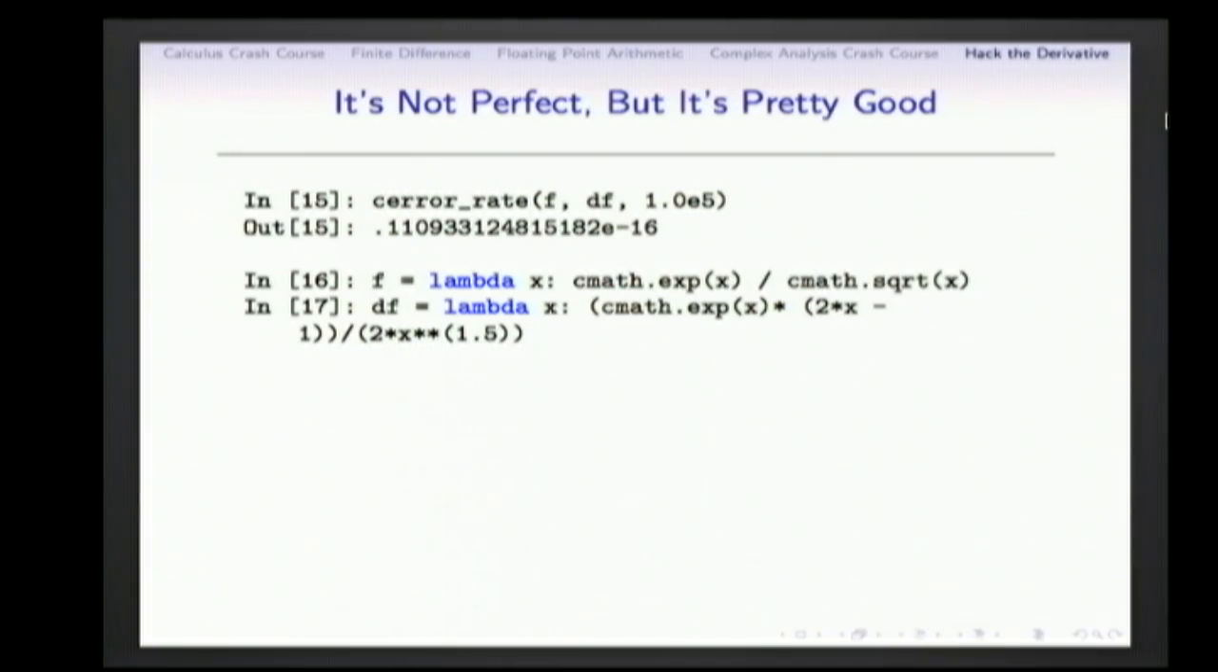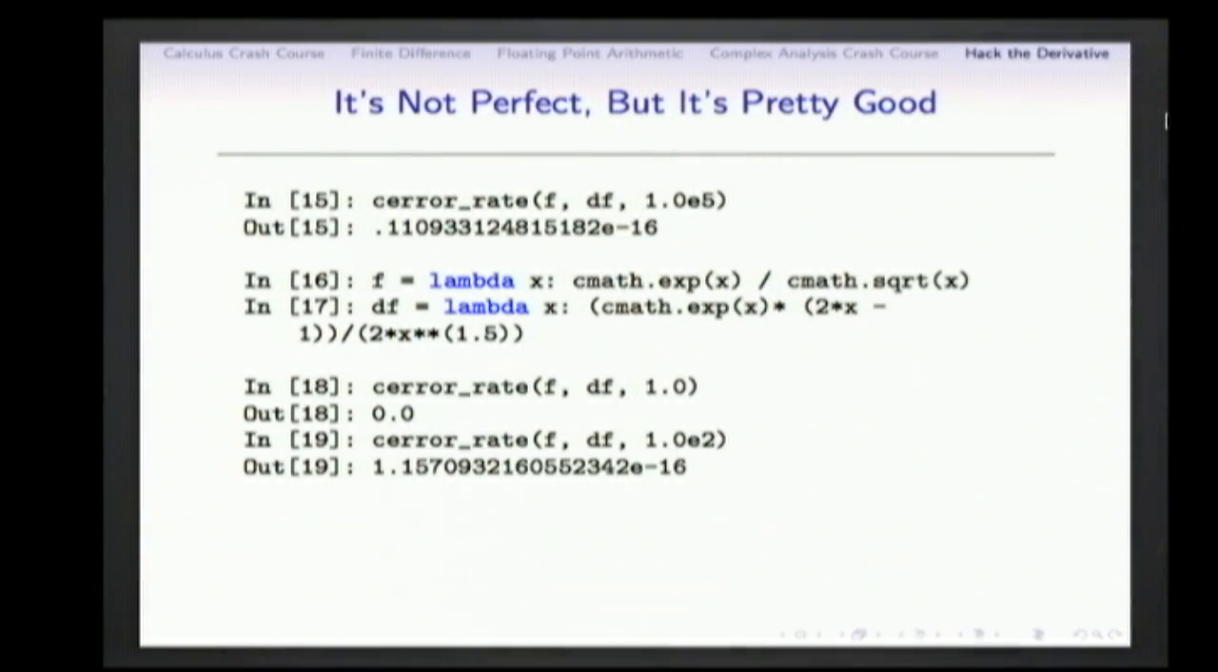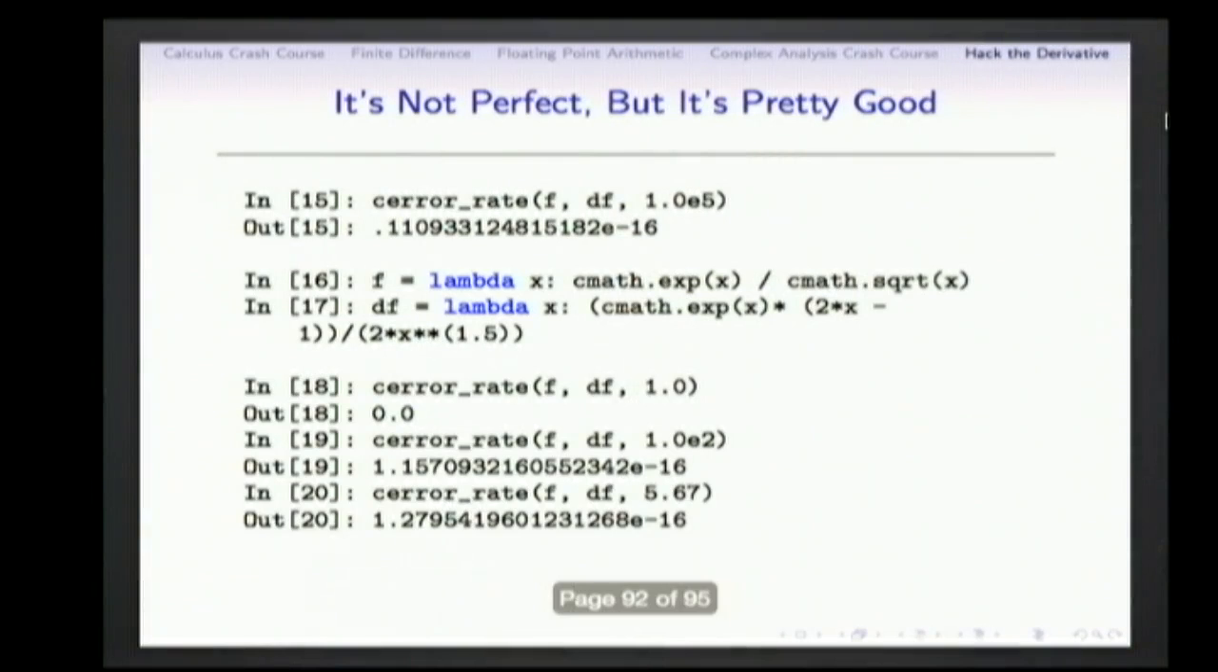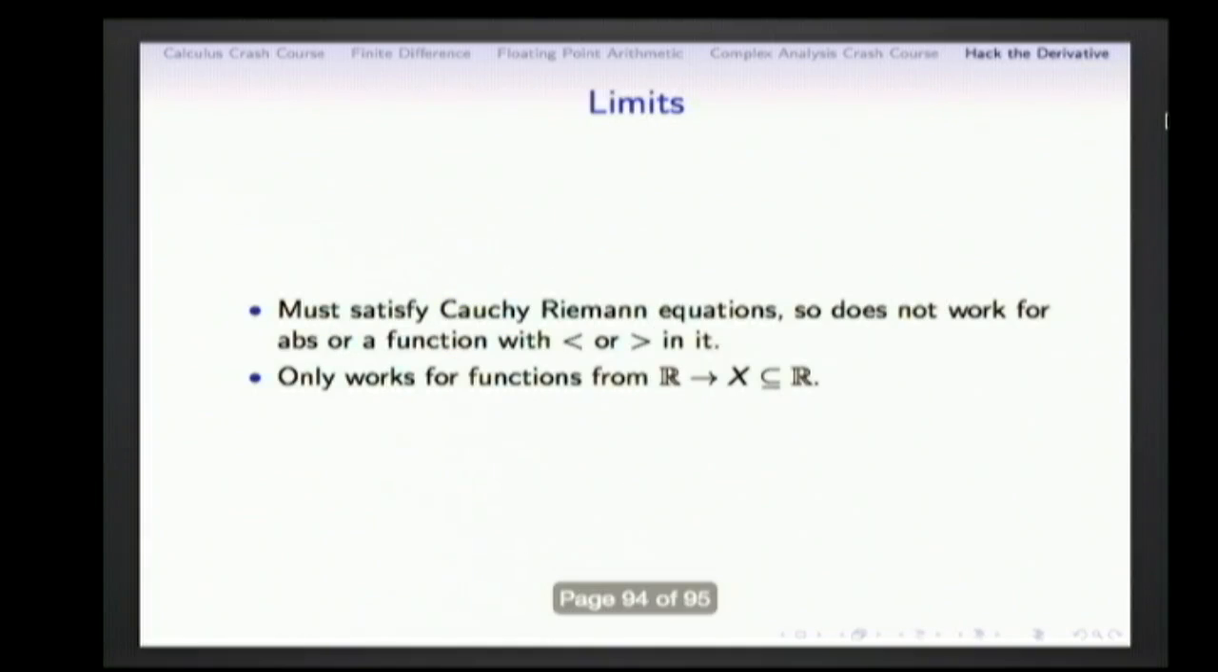So let's take something a little bit more complicated. I looked this one up online of favorite hard derivative problems for calculus students. And so this was the problem and the solution. 0, all right, just a little bit more than 0. I mean, this is way better than we were getting from finite differencing. And if we go a little too big, we get an overflow error. So it doesn't work everywhere. It has some limits, but it's still pretty awesome.